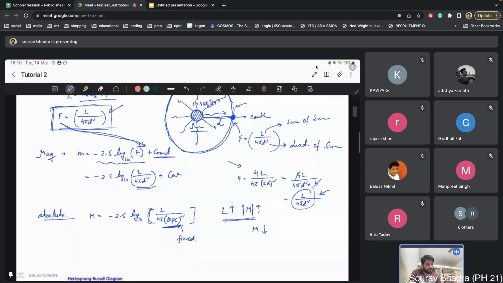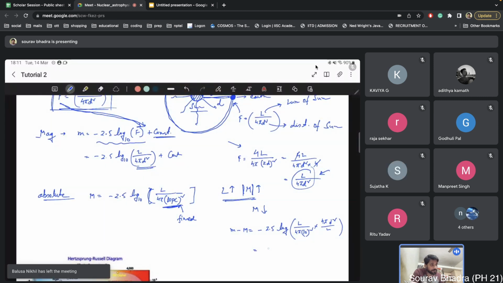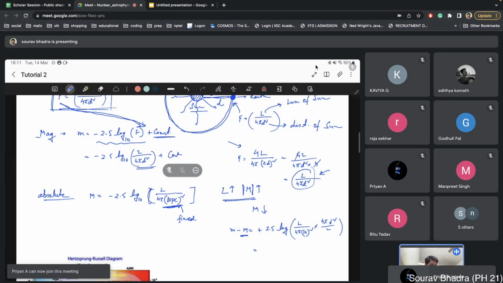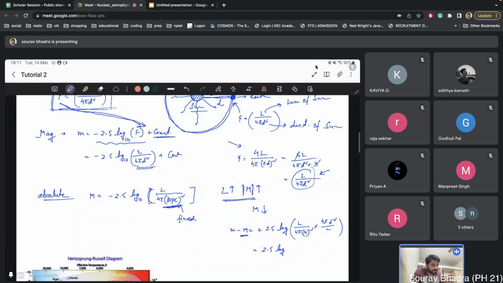Now I have written small m and capital M. You can also calculate small m minus capital M, that is minus 2.5 log of L by 4 pi 10 square into 4 pi d square by L. Just log a minus log b equals log a by b, that I have done here, and it will give you, let me check, yes, there will be a plus, because I am dividing by the absolute magnitude, so minus of minus becomes positive. So 2.5, this is simple mathematics, you can do it by yourself.